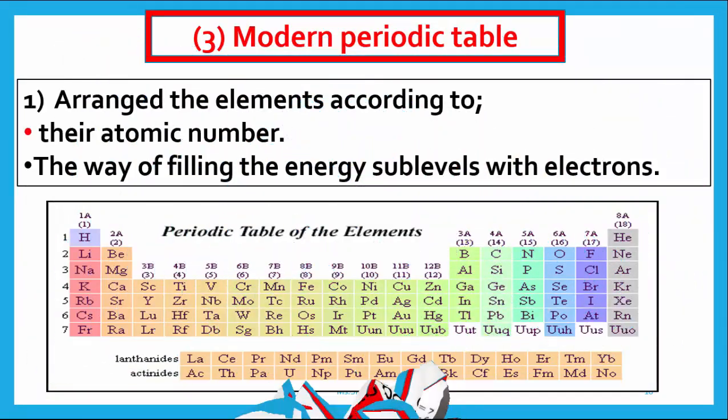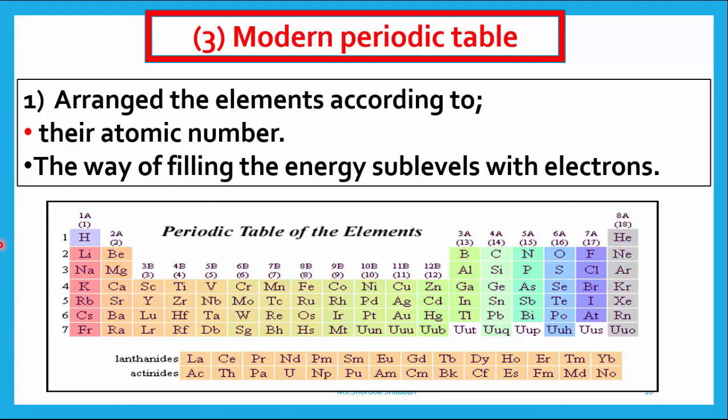We said in Mendeleev's periodic table we arranged the elements according to atomic weight. Very good. And for Moseley's periodic table, we arranged the elements according to atomic number. In the modern periodic table, we consider 2 things: atomic number and also the filling of the energy sublevels. So we arranged the elements according to their atomic number and according to how we fill the energy sublevels with the electrons. Finally, we have this periodic table, as you can see here, this large periodic table.